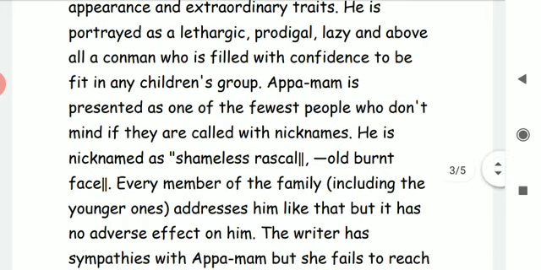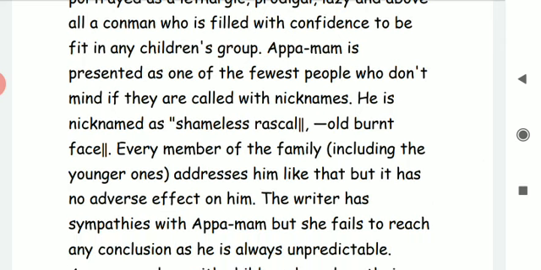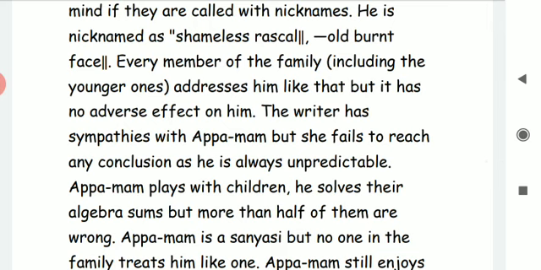He is nicknamed Shameless Rascal. The family and the relatives, in that very big house of the grandfather, consider him a shameless rascal, and they also call this person by one more nickname, Old Burnt Face. Now, you can understand both the names. You cannot say these names to anybody, because anybody who gets such names will become very angry and very sad. But he wore them quite comfortably. Every member of the family, including the younger ones, addresses him like that, but it has no adverse effect on Appa-Mam. The writer has sympathies with Appa-Mam, but she fails to reach any conclusion as he is always unpredictable.